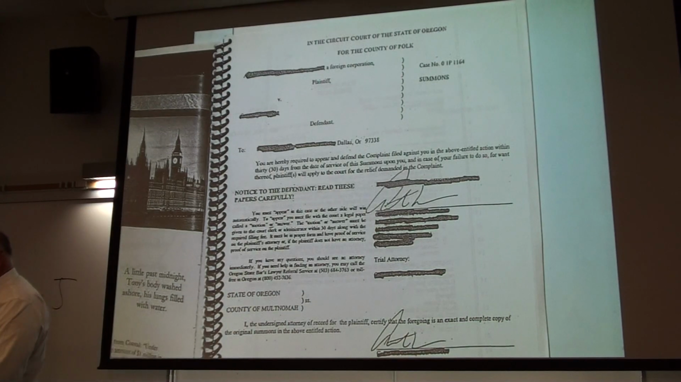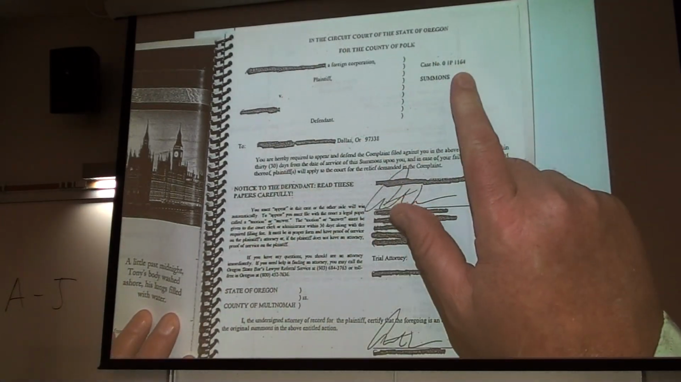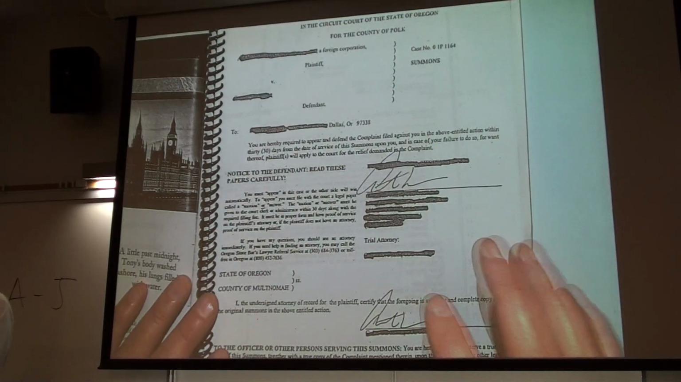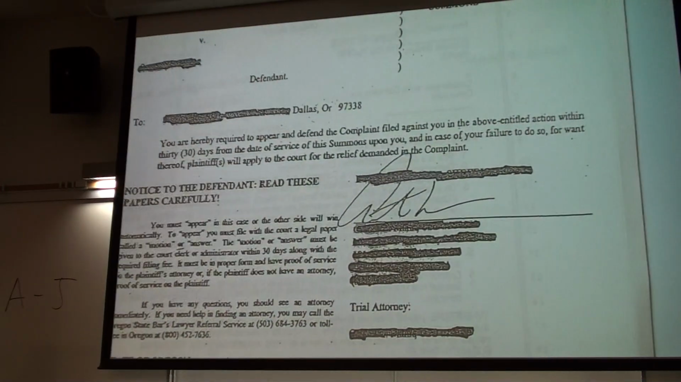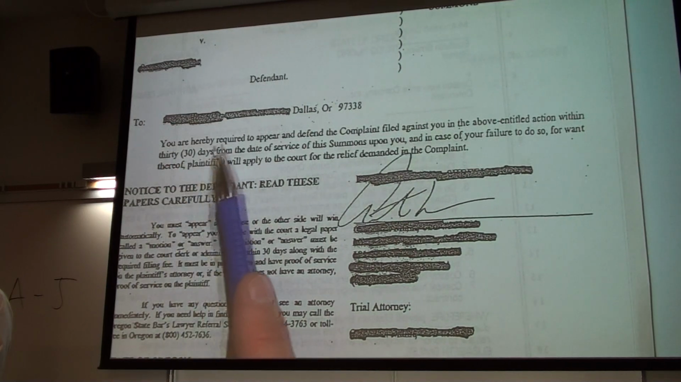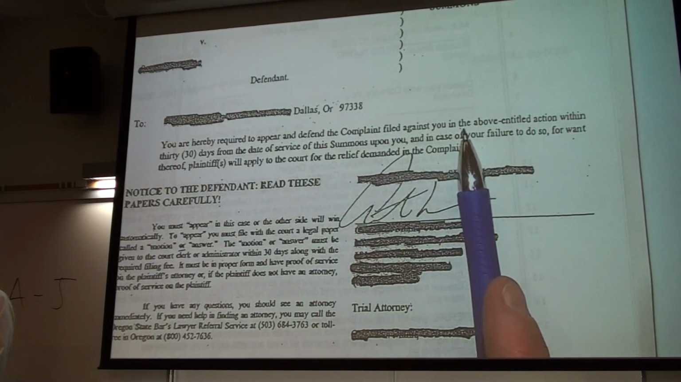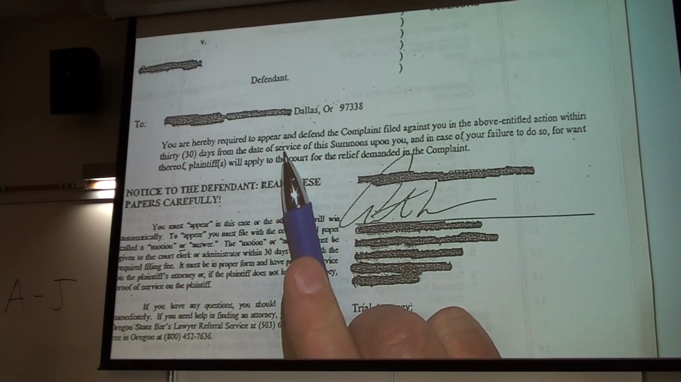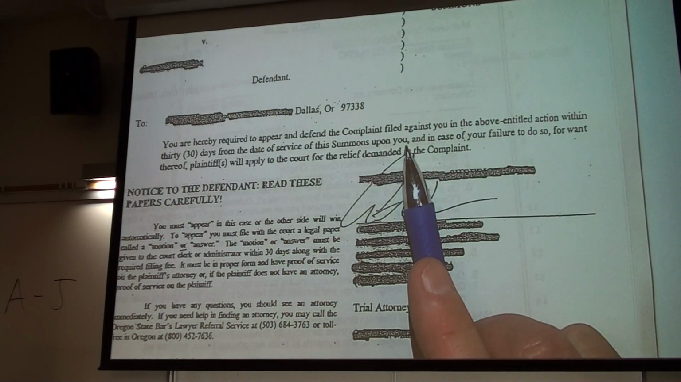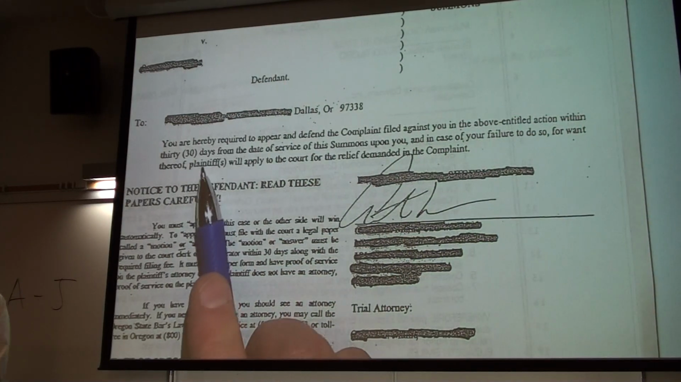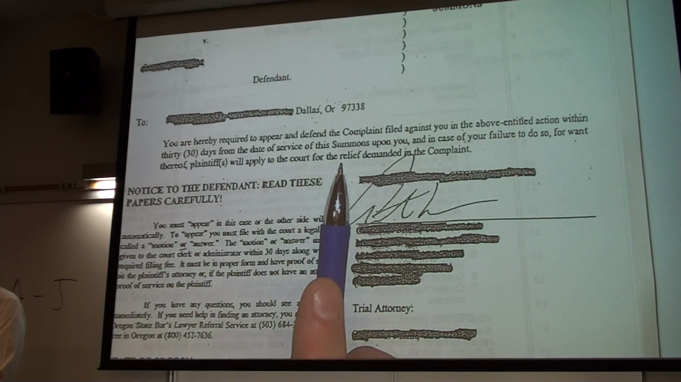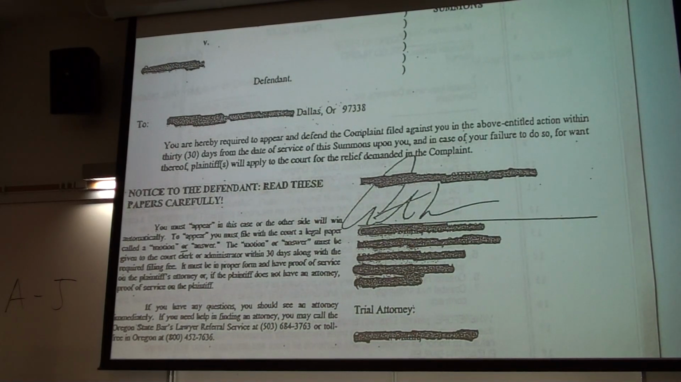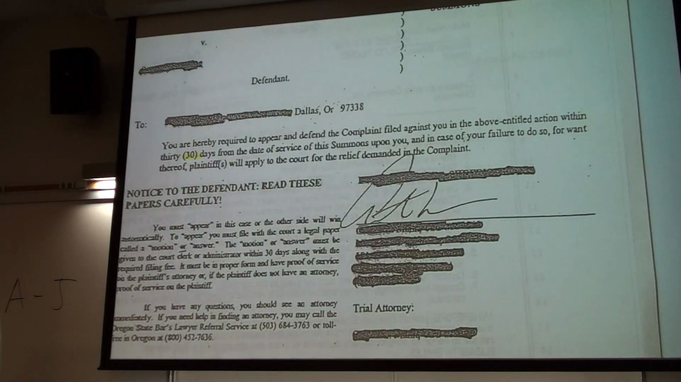So again, we have the case caption at the top. And then if you look right here, we have a paragraph that says, you are hereby required to appear and defend the complaint filed against you in the above entitled action within 30 days from the date of service of this summons upon you. In a case of your failure to do so for want thereof, the plaintiff will apply to the court for the relief demanded in the complaint. So basically, you have 30 days from the date you were served to do something, or you will lose automatically.